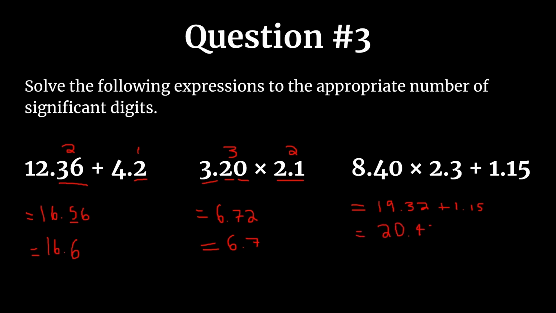20.47. If we look at how many significant digits each number has, the first number, 8.40, has 3. The second has only 2 significant digits, and the third has 3 significant digits. And so we are only going to be rounding our answer to 2 significant digits. Since 4 is less than 5, we round down. And so our final answer here is going to be 20.